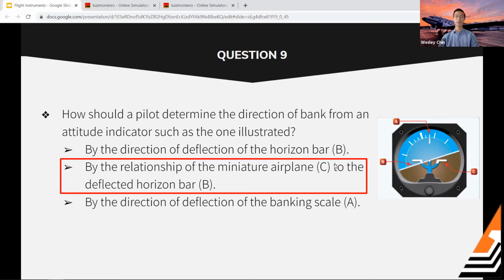When I was looking at this, I thought it would be the last one, looking at A, okay, there's my bank angle. But again, I wasn't reading the question carefully enough. It's direction of bank. They're not really asking for bank angle. So correct.